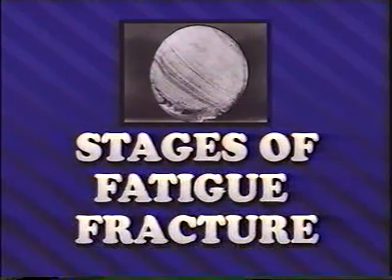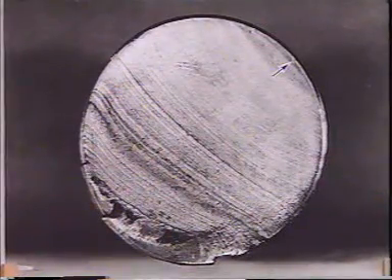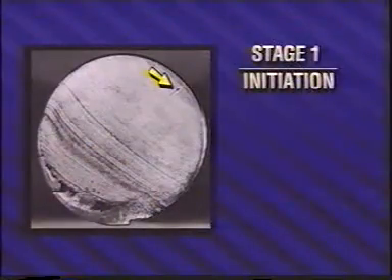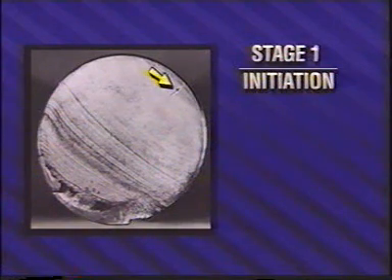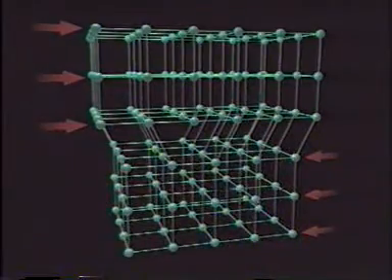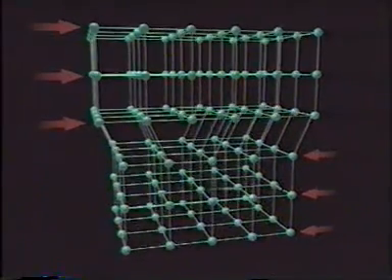Stages of fatigue fracture. The fracture surface that results from fatigue failure usually has a characteristic appearance. This characteristic appearance reveals the three progressive stages of fracture. The initiation stage is extremely difficult to see, even with the electron microscope. The submicroscopic alterations of the metal's crystal structure may exist within the patterns of the atoms that make up the crystal. But these irreversible changes do exist.